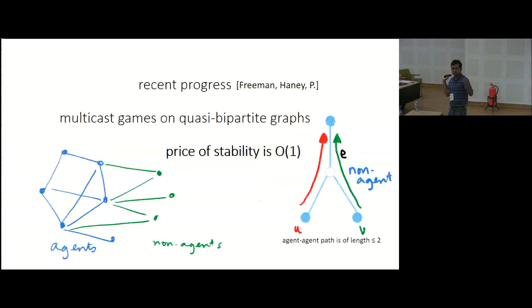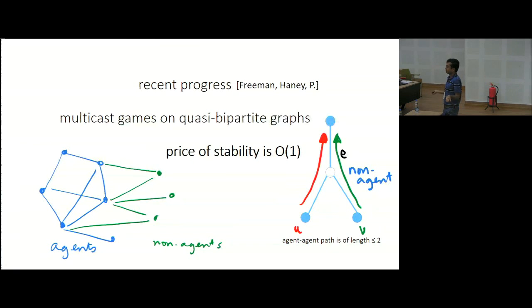Okay? So let me quickly report some very recent progress that I made with a couple of my students, Rupert Freeman and Sam Haney. So we can show a little more than broadcast games. The first step, something that lies between broadcast and multicast games, is what are known as multicast quasi-bipartite games. One way of looking at broadcast games is that the only edges you have in your graph are between agent vertices. Every vertex is an agent vertex, so you only have edges between two agents. Now let's take one more step and allow edges between agents and non-agents as well.